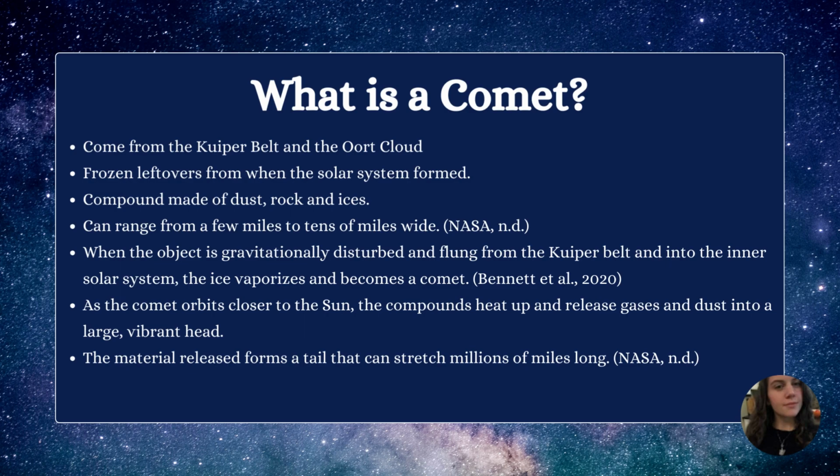So as the comet orbits closer to the sun, the compounds heat up and they release gases and dust into a large, vibrant head, which is where, if you see graphics of a comet, that's that burning head. So then that material is released, forms a tail that can stretch millions of miles long, which will be discussed later on.